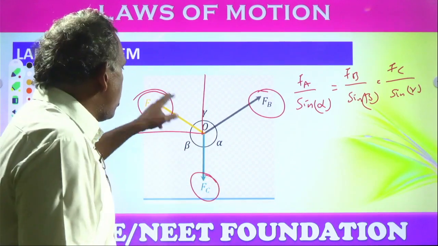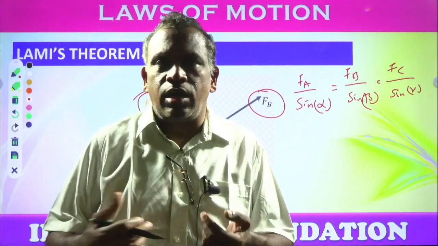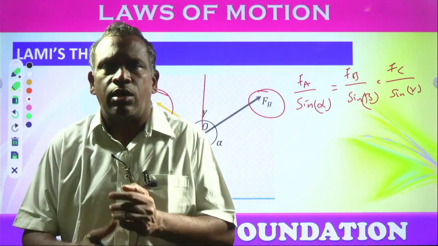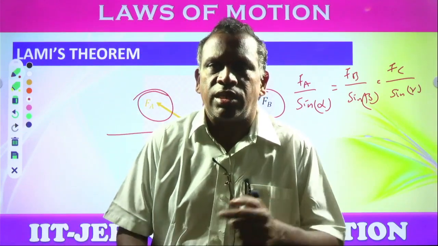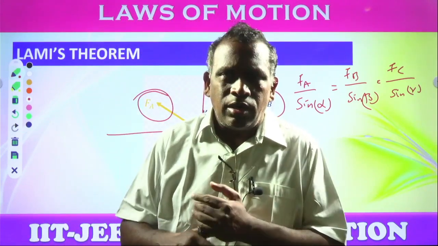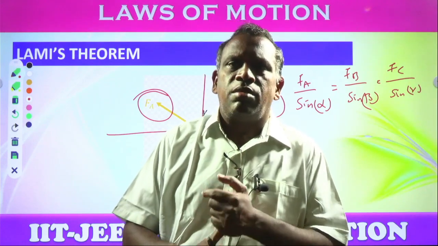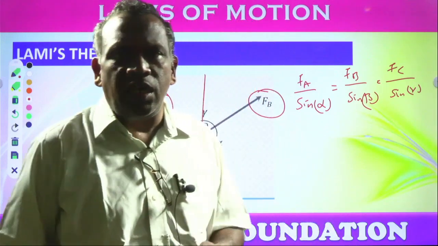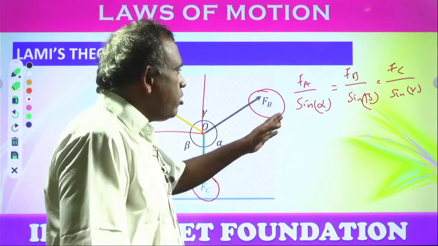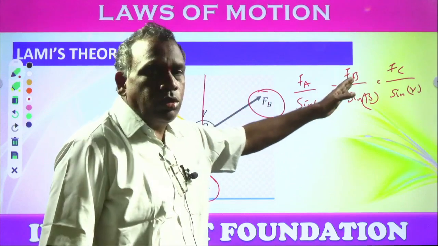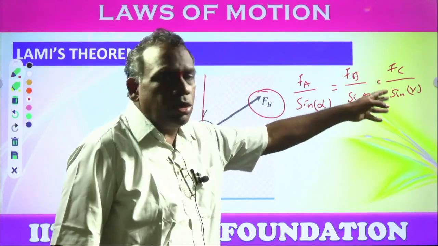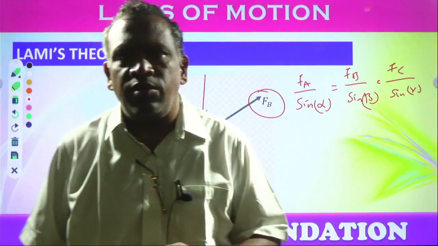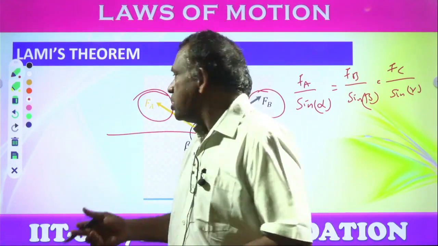This Fa can be resolved into two components, a horizontal component and a vertical component. The horizontal component is Fax, and the vertical component is Fay. According to the equilibrium of concurrent forces, the algebraic sum of all horizontal forces is equal to 0, and the algebraic sum of all vertical forces is also equal to 0. By using these principles, we can derive Fa by sin alpha equal to Fb by sin beta equal to Fc by sin gamma.